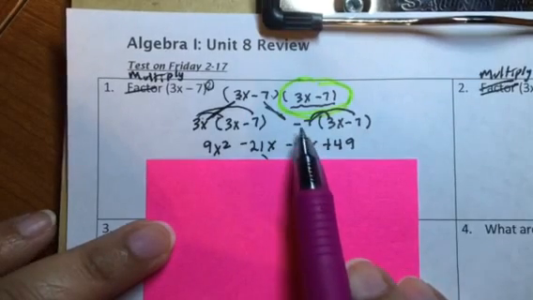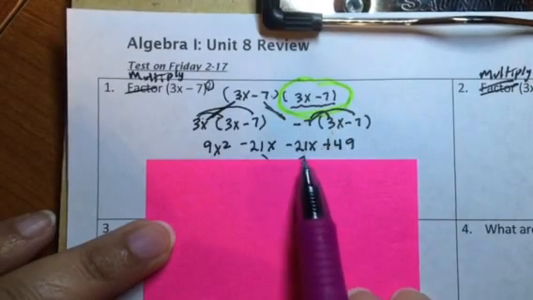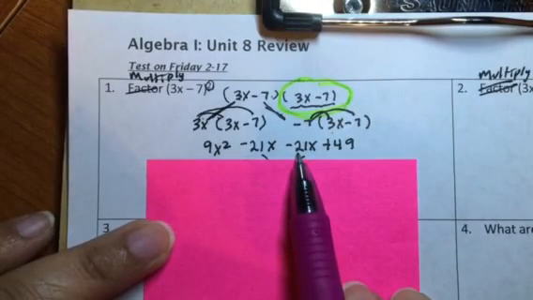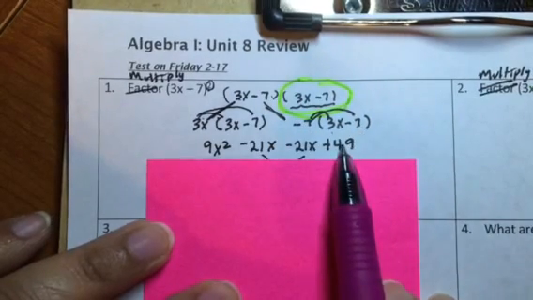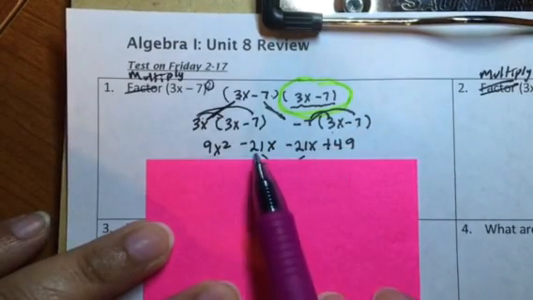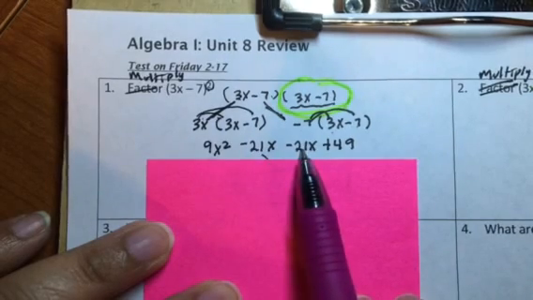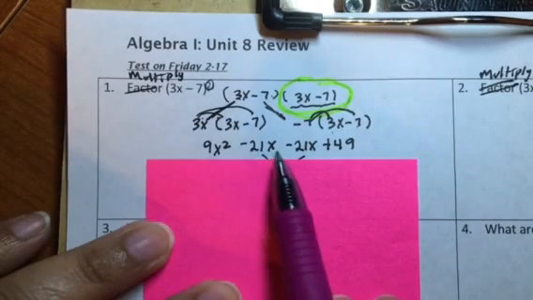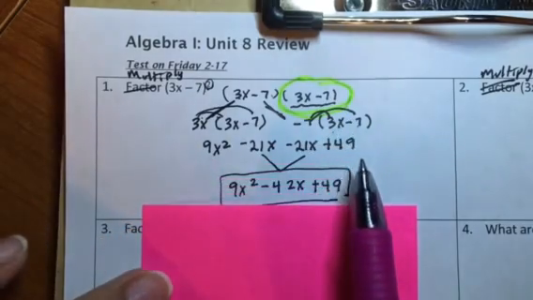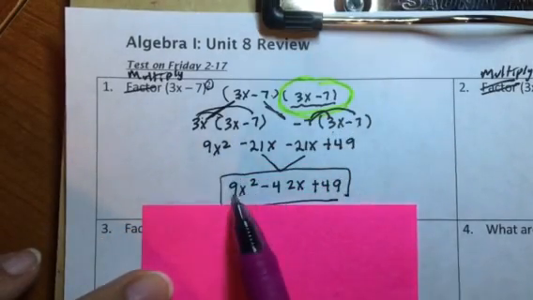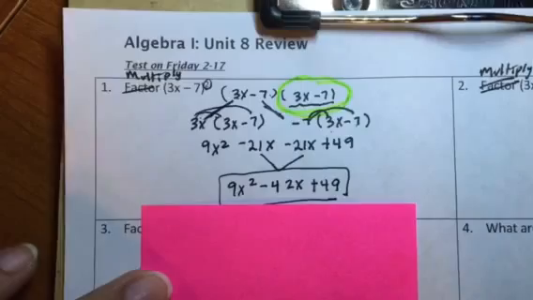We did the same thing here. Negative 7 times 3x is negative 21x. Negative 7 times negative 7 is a positive 49. So if you look, these two terms are the same. When you say negative 21 minus 21, that gives you negative 42 with the x. And what we did with the other two terms is just bring it down.